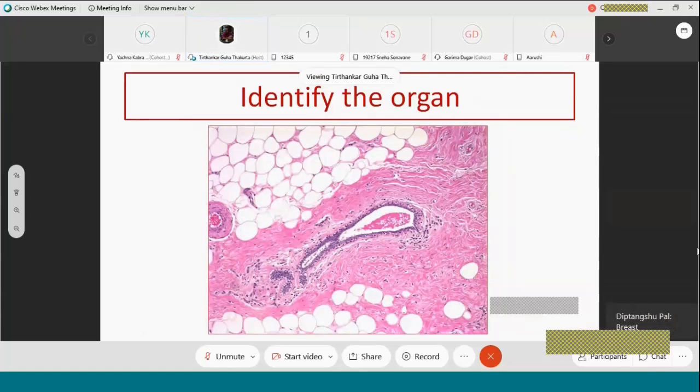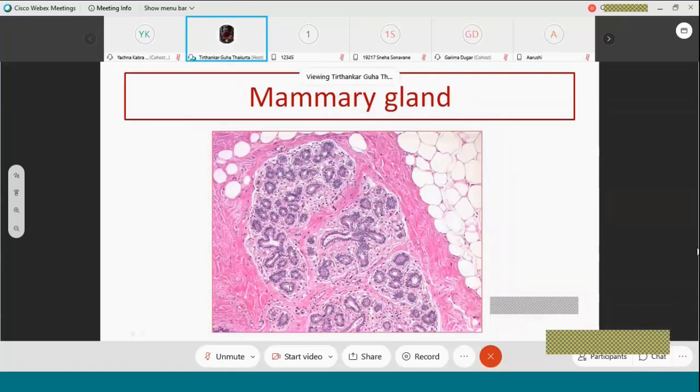Very good. This is the breast, or the mammary gland. The glands can also become clustered and grouped together in acini if they are not isolated. So a stroma, gland and adipose tissue tells you this is mammary gland.